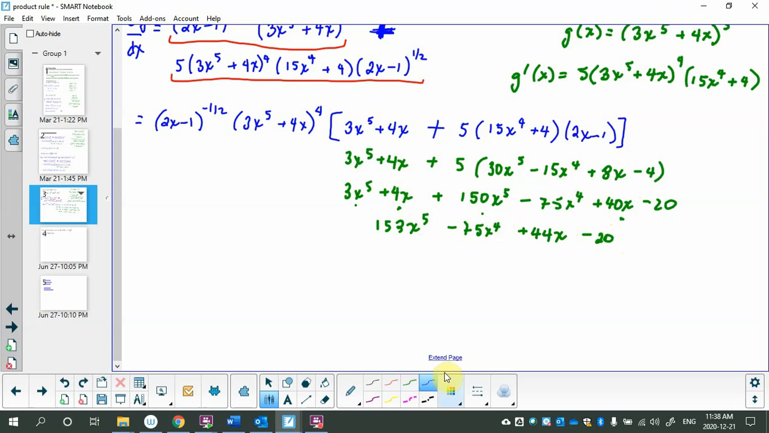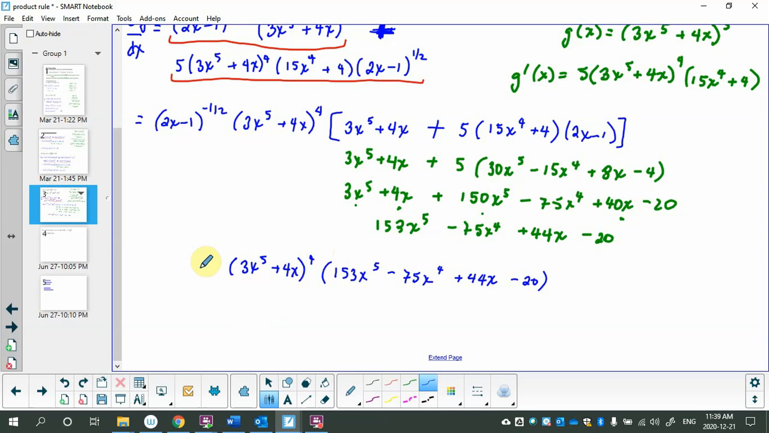But I want one less line, and I'm going to talk you through this. So I do have a bracket of 153x to the 5 minus 75x to the 4 plus 44x minus 20. I also have a bracket of 3x to the 5 plus 4x all to the exponent 4.